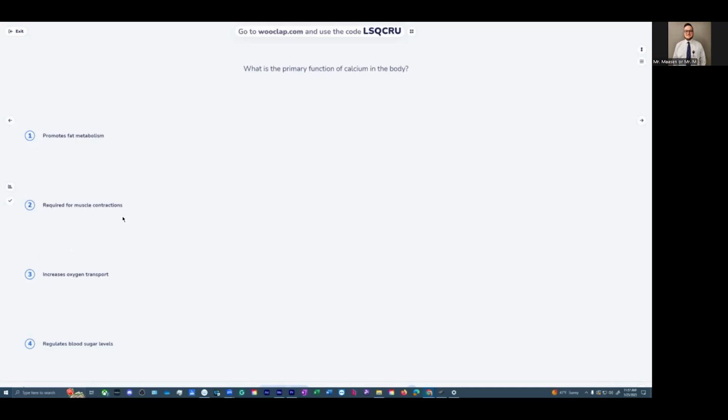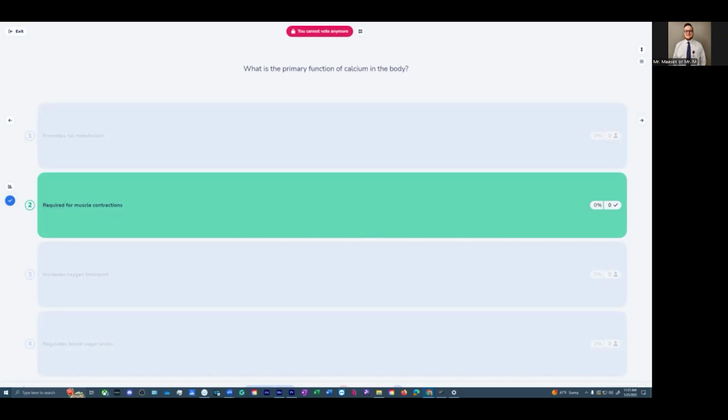So what's the primary function of calcium in the body? If you had to pick from these answer choices, yes, we know they're mostly bone, but let's think a little more advanced, right? You answered number two. You're correct.